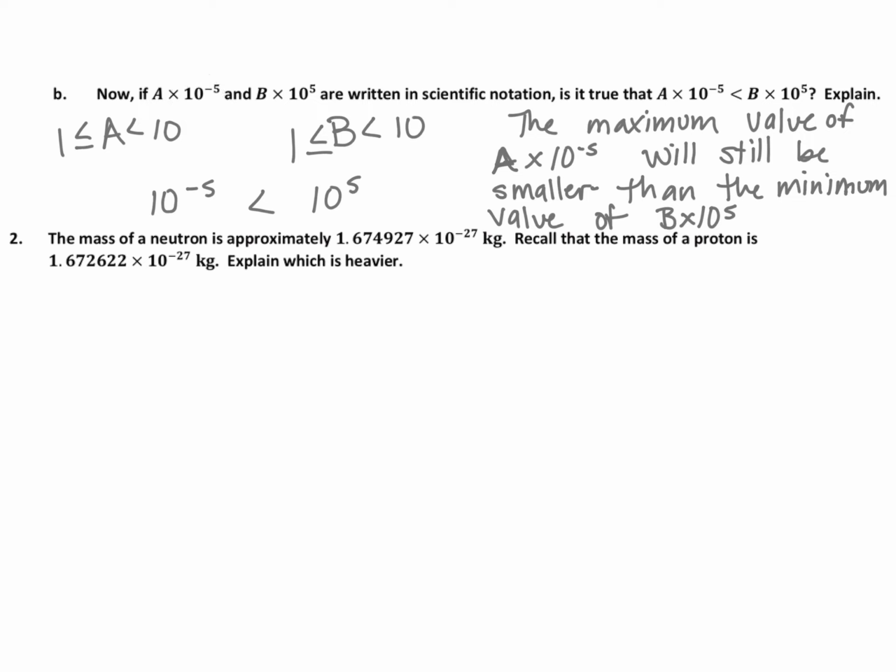Number 2, the mass of a neutron is approximately 1.674927 times 10 to the negative 27th kilograms. Recall that the mass of a proton is 1.672622 times 10 to the negative 27th kilograms. Which is heavier? Since they both have the same exponents on the 10, we no longer need to consider that in terms of its size. Next, we're going to look at the values we see here. Is 1.67 more, or 674 more, or is 1.672 more? Which one is heavier? We want the one that weighs more.